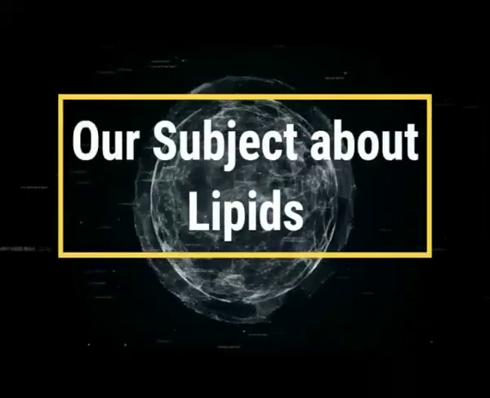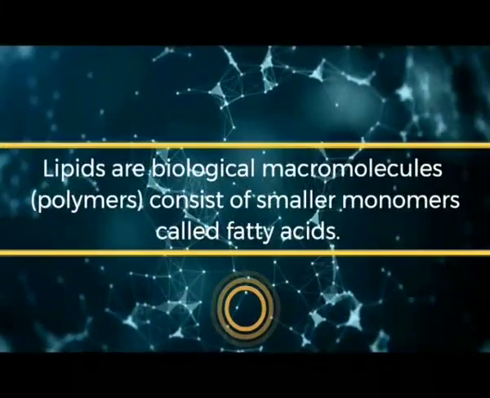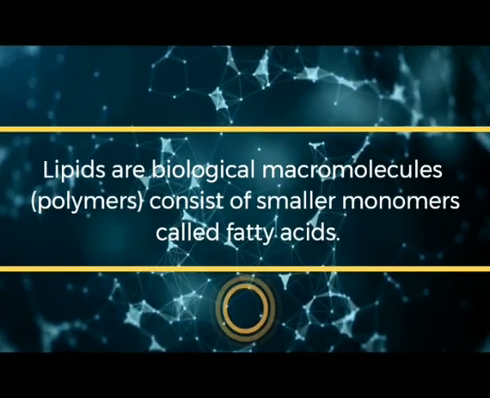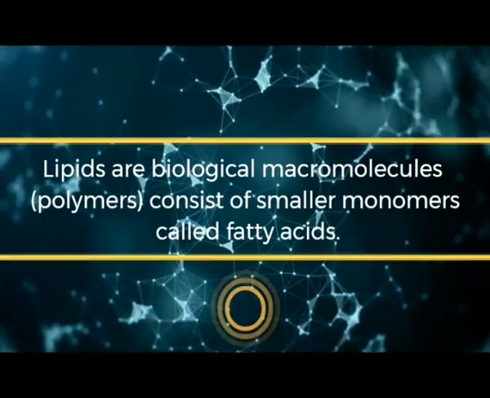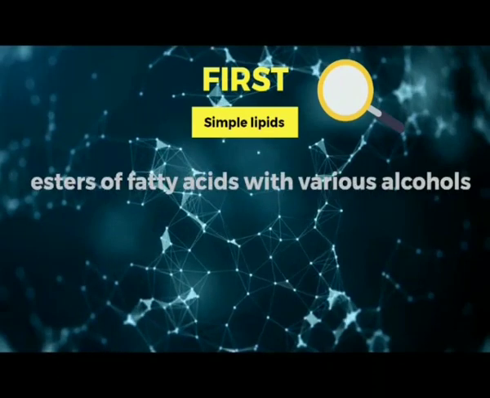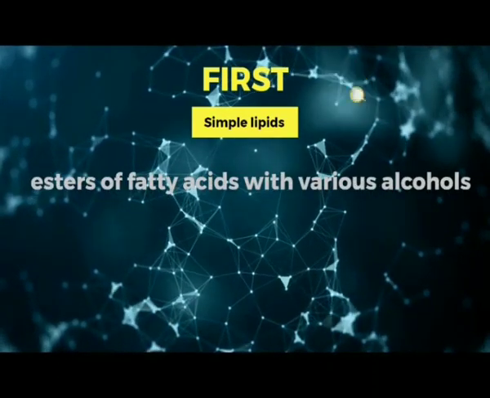Our subject is about lipids. Lipids are biological macromolecules or polymers consisting of smaller monomers called fatty acids. As shown in the lipid map, which clarifies types of lipids and their examples. First, simple lipids, which are esters of fatty acids with various alcohols.